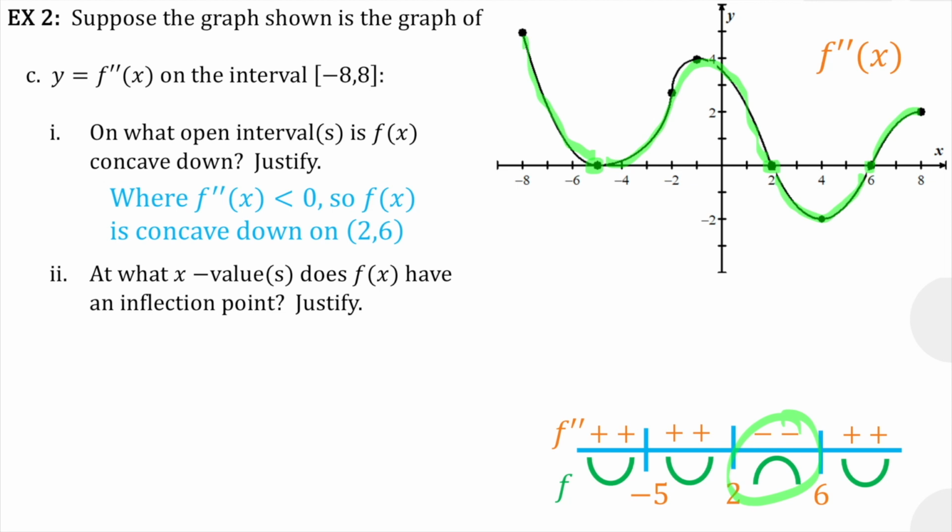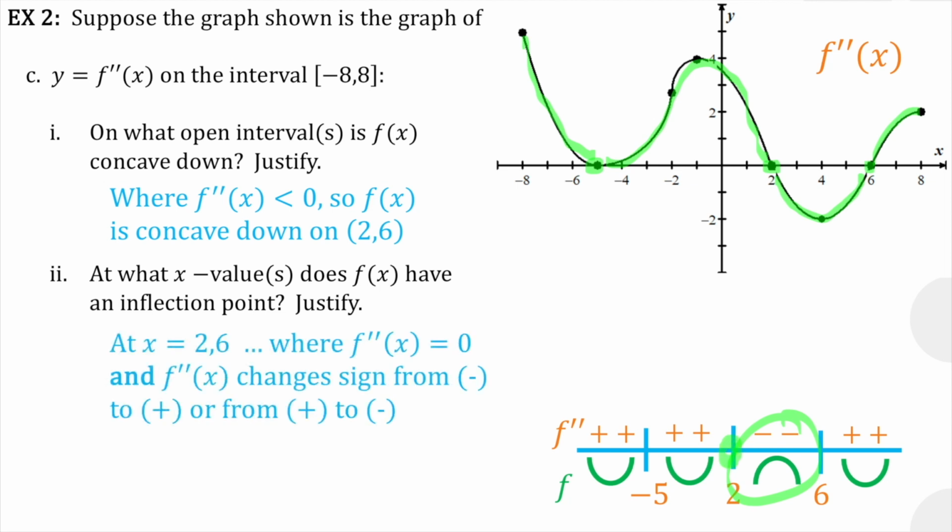At what x values does f have an inflection point? Again, that's where we change concavity. So that would be at 2 and 6. Notice at -5, there's no change in concavity. So that is not an inflection point, even though it's a critical point.